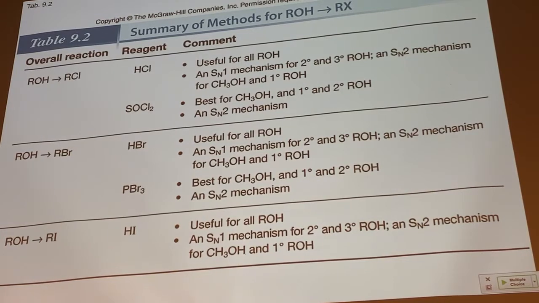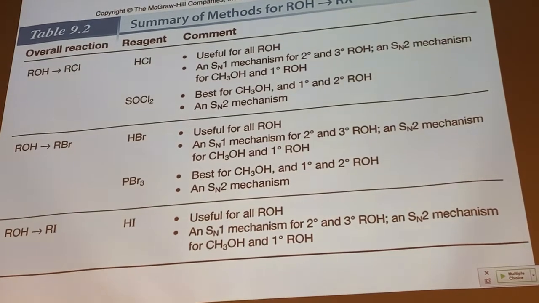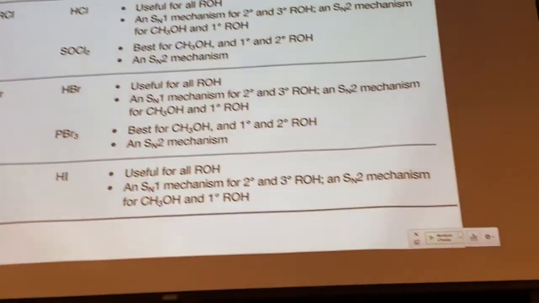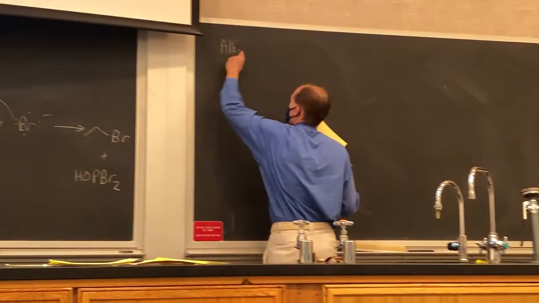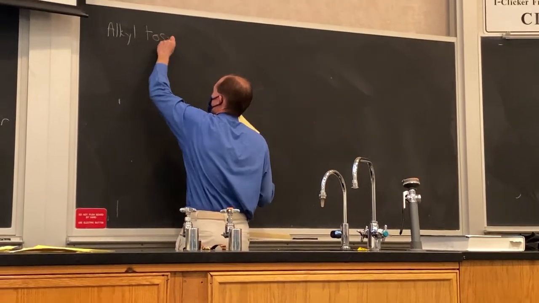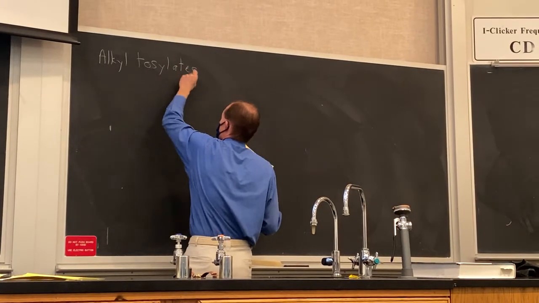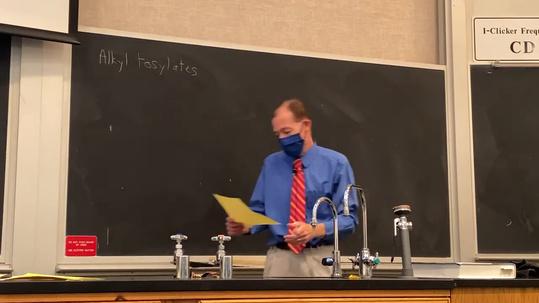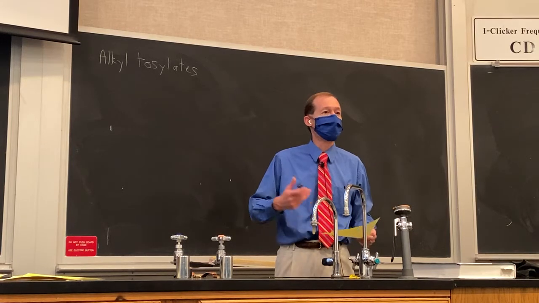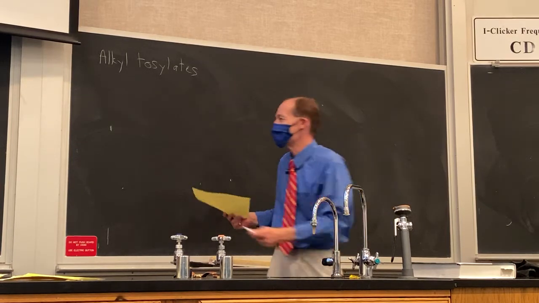And these are important reactions because alcohols are very common starting materials available from nature, and alkyl halides are very useful in substitution and elimination reactions to make a variety of types of compounds. But there's something related to alkyl halides that we can form from alcohols. Those are called alkyl tosylates. And these are related to tosic acid or toluene sulfonic acid.